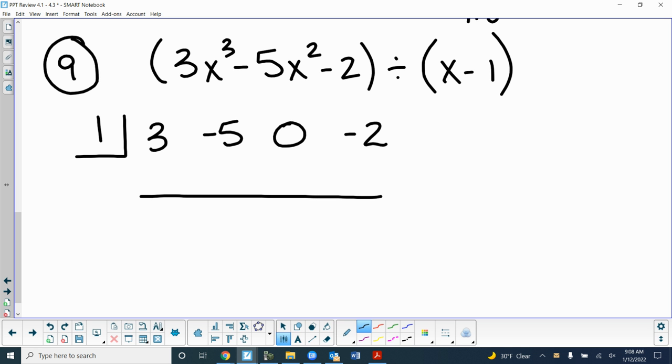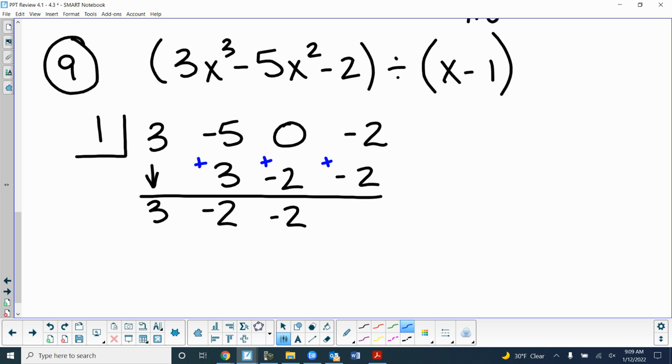Draw your line. Drop your 3 underneath. So what do I do with 1 and 3? Multiply. So that's a 3. Now what do I do with those 2? Add them, right? 1 times negative 2 is negative 2. When I add those 2 numbers, I get negative 2 again. So I get 1 times negative 2 again. Negative 2 plus a negative 2 is a negative 4. Remember, that's our remainder. Okay?